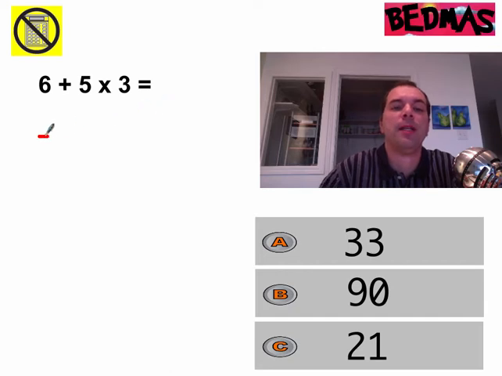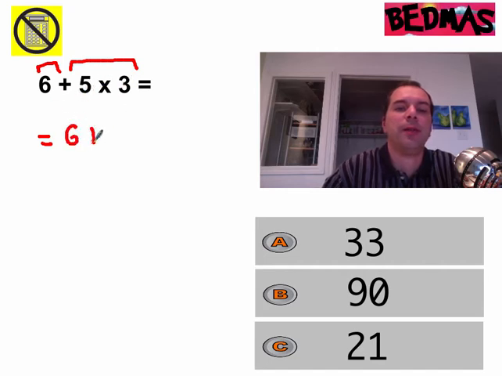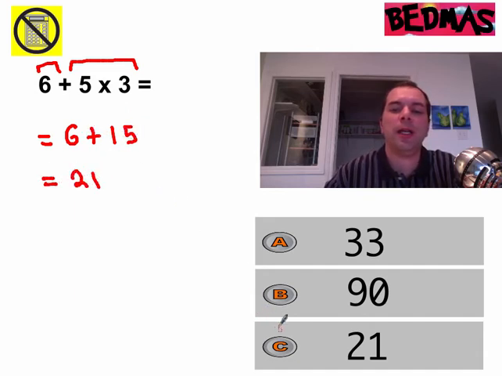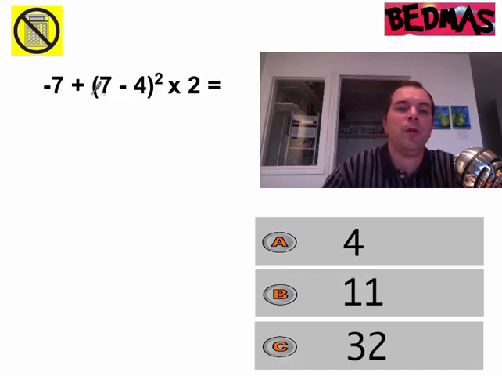So you realize that, hey, I've got 2 terms. The first term is already done, that's 6. And then plus 5 times 3 plus 15. Therefore, 6 plus 15 is 21. And C was the right answer. And notice that I have equal signs going down on the left side. Okay, what about this one?